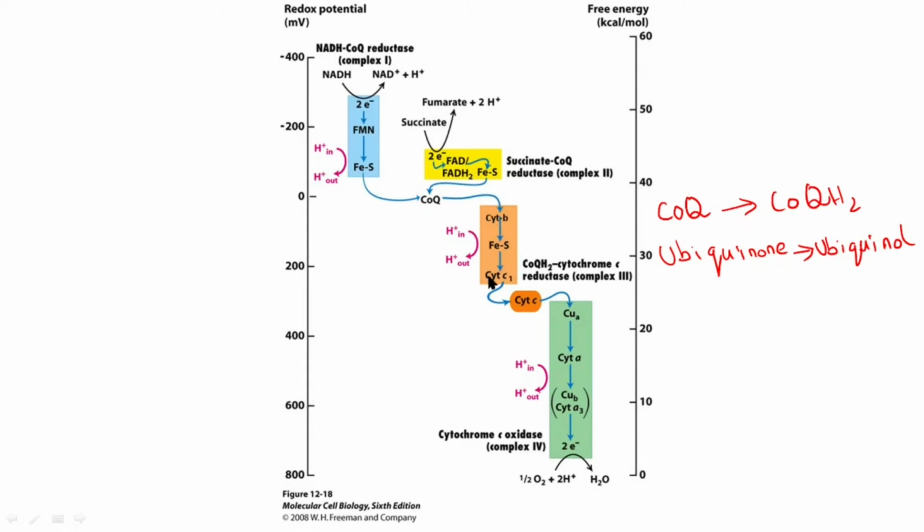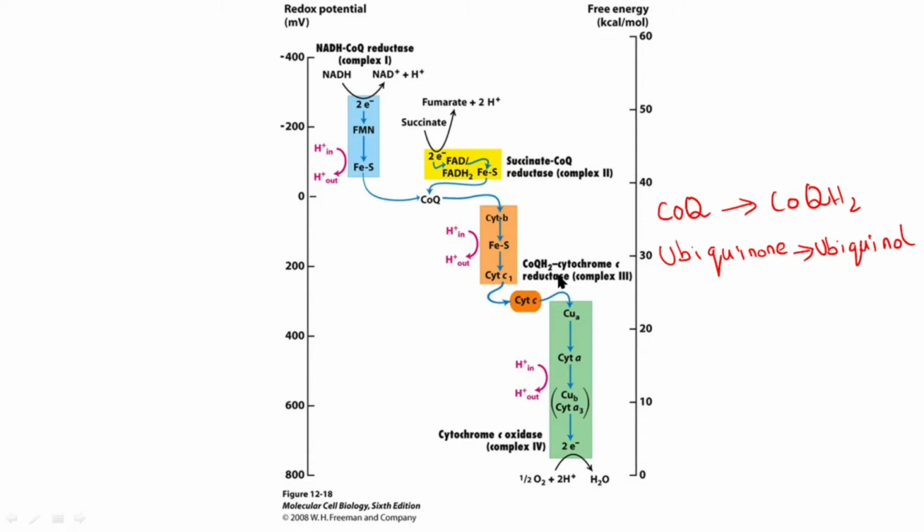Now let's see about complex 3. Complex 3 contains two types of cytochromes, cytochrome B and cytochrome C1. Apart from that, it also has iron sulfur cluster in between. It will accept the electrons that are given by coenzyme Q. It passes on those electrons through these components and then gives away that electron to cytochrome C. Because of that, it has acquired several names. One name is cytochrome C reductase because it is going to reduce cytochrome C, which is a mobile electron transporter.